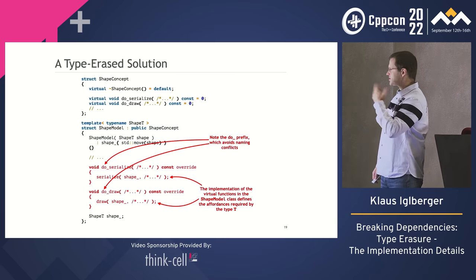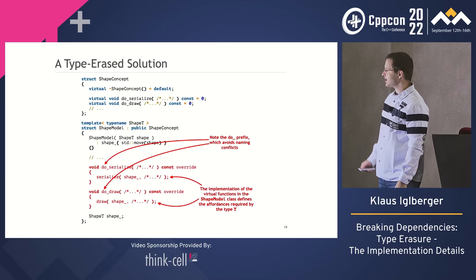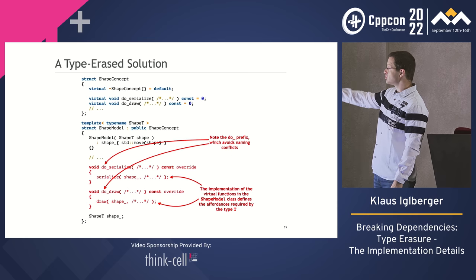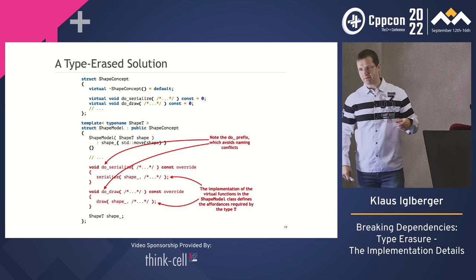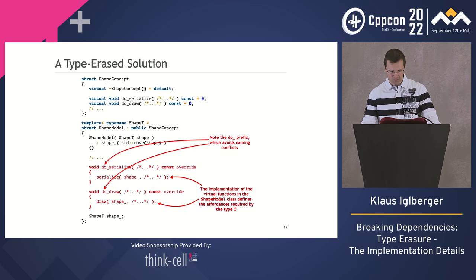And as a side note, note the do. The do is actually quite important in this context, because else we would have a name lookup problem. So draw inside the class would look for a draw, and if the function itself is called draw, this would be a mess. So I call it differently just to have a definitely better life.